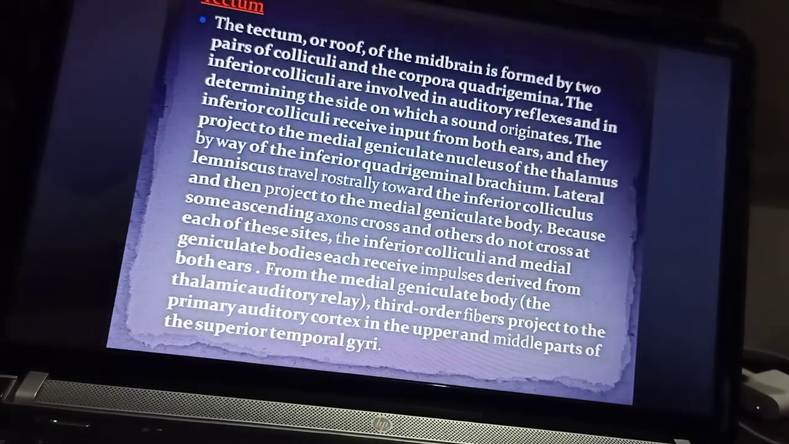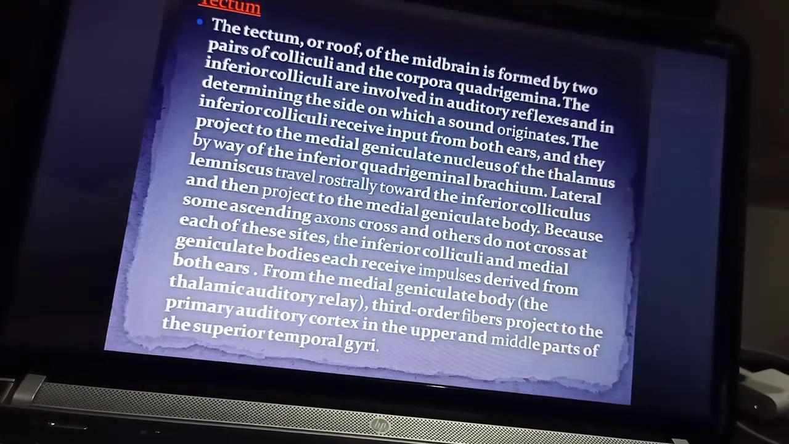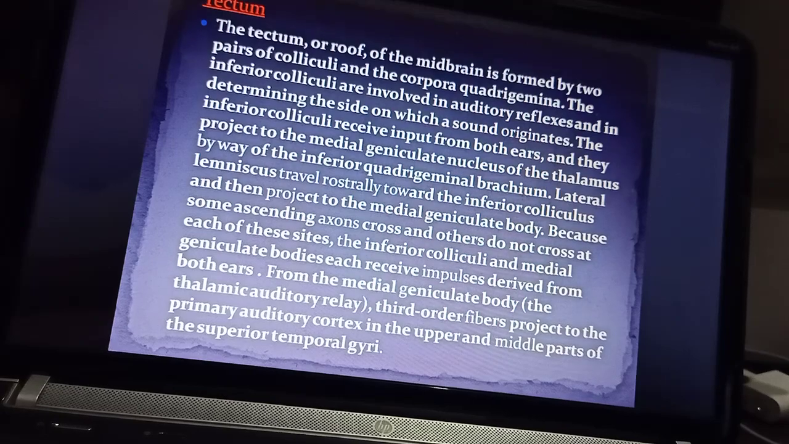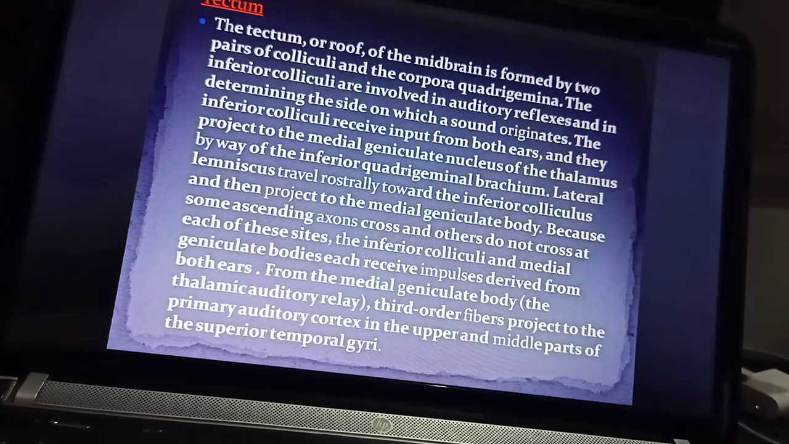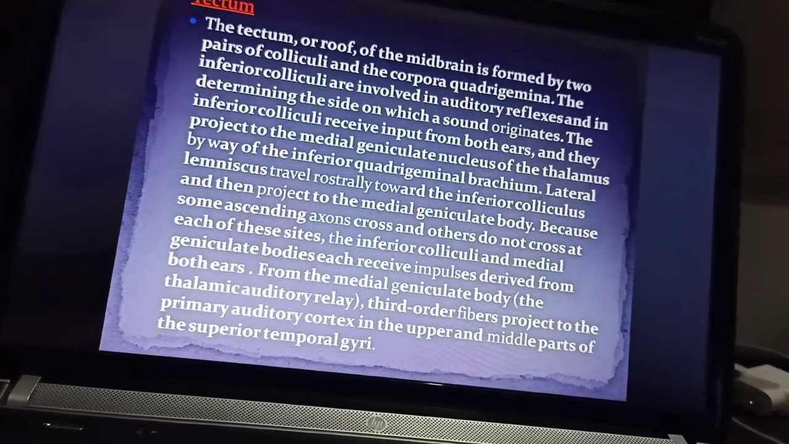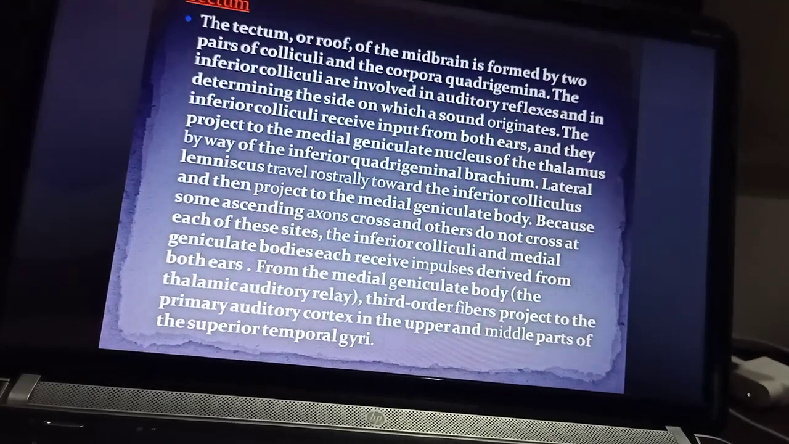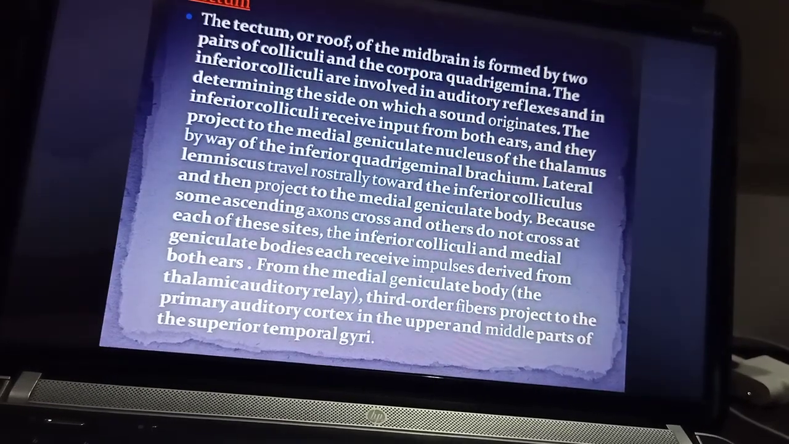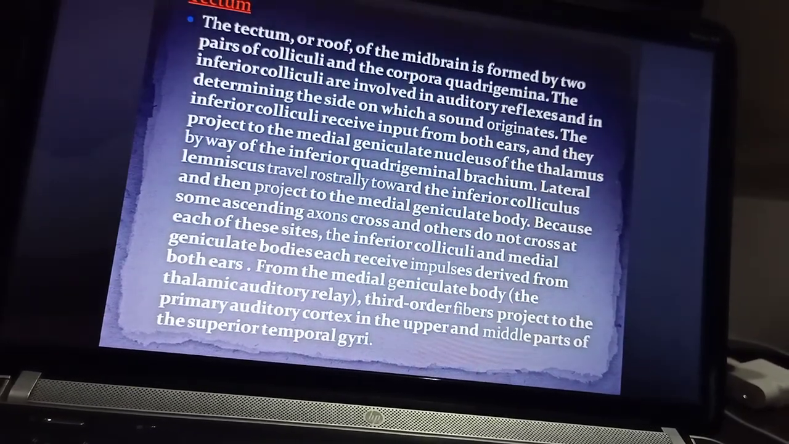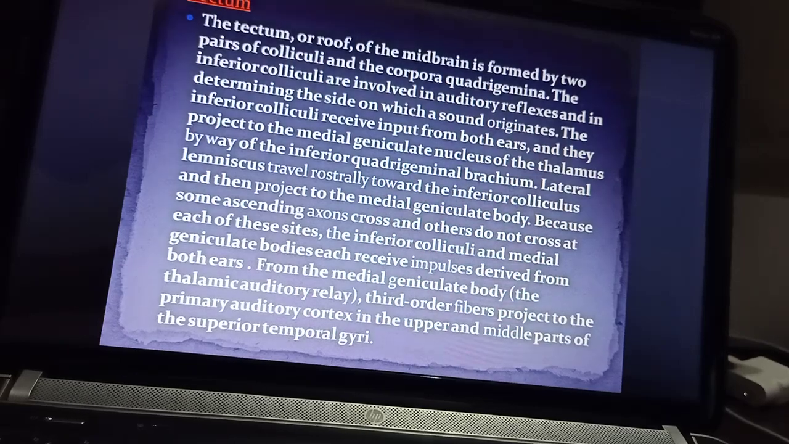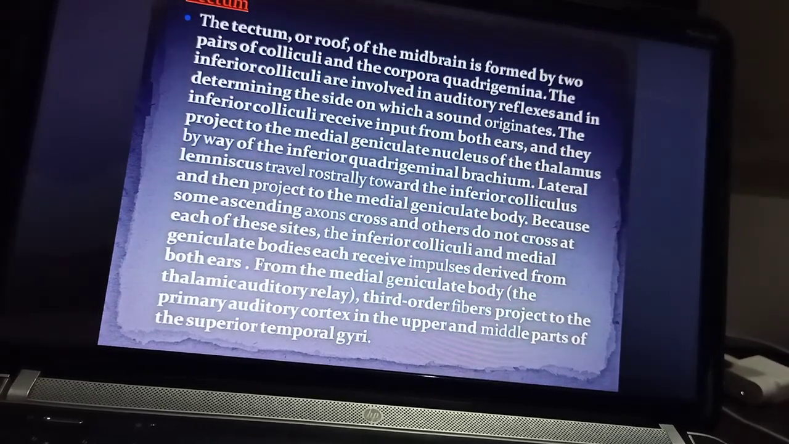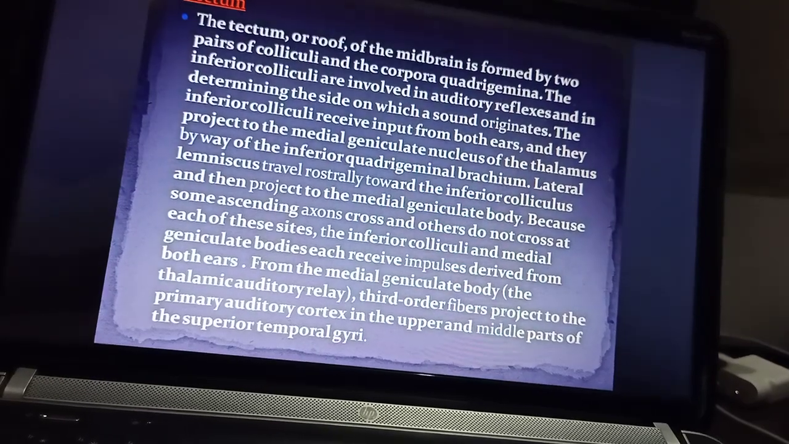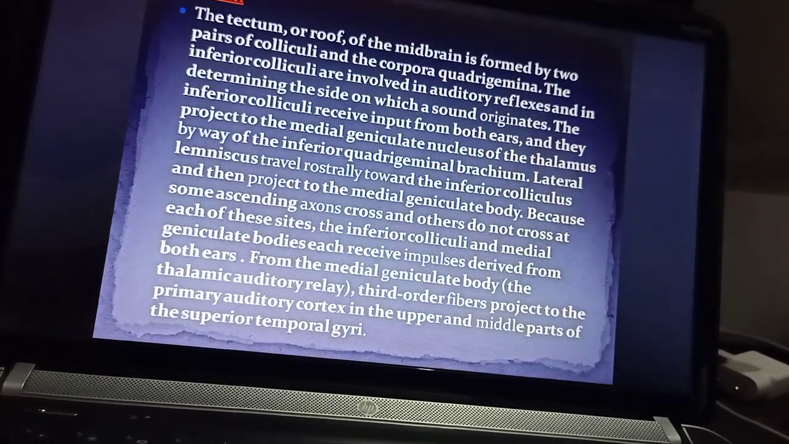The lateral lemniscus travels rostrally towards the inferior colliculus and then projects to the medial geniculate body. Because some ascending axons cross and others do not cross at each of these sides, the inferior colliculi and medial geniculate body each receive impulses derived from both ears. From the medial geniculate body, the thalamic auditory relay, third order neurons project to the primary auditory cortex in the upper and middle part of the superior temporal gyrus.